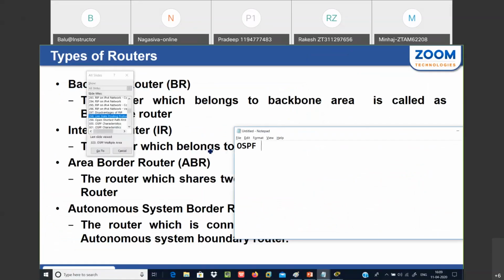Core router can be maintained. The core router will maintain all the routers' information.